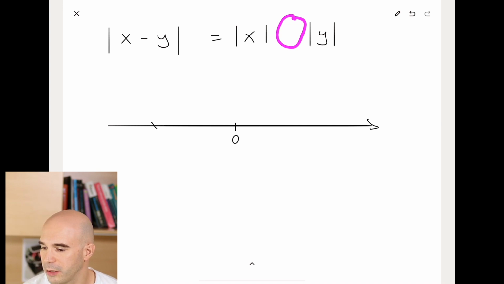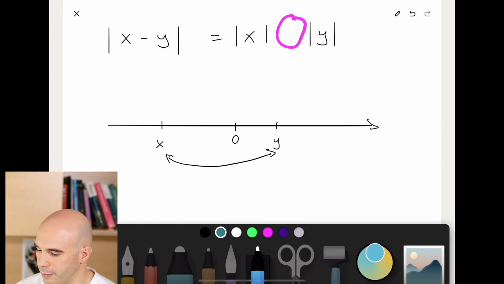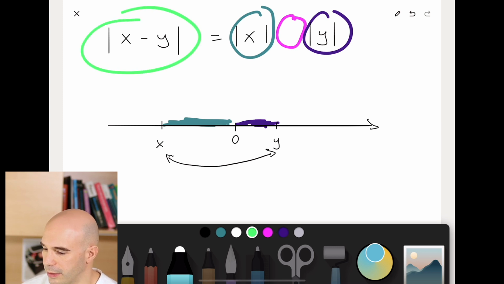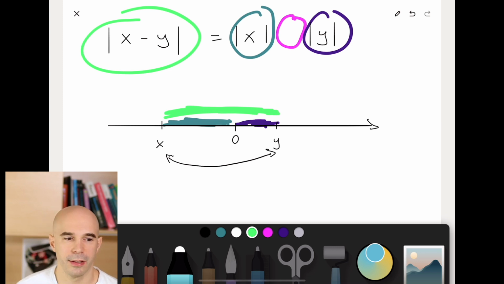So we are saying if x and y are on opposite sides, and I don't know which is which, but that's okay. This is the distance between x and 0. This is the distance between y and 0. And finally, this is the distance between x and y. And you can see now that that light green distance is the sum of the dark green and the purple.